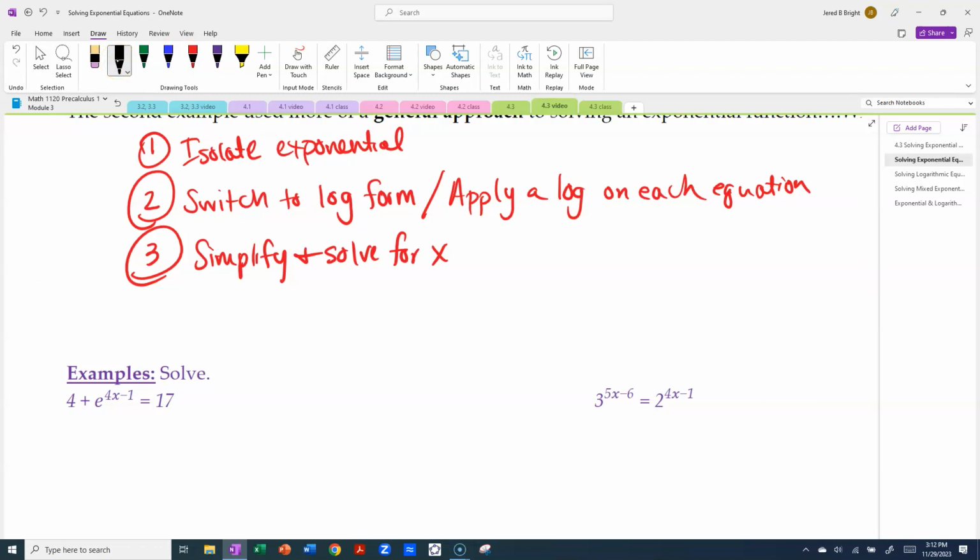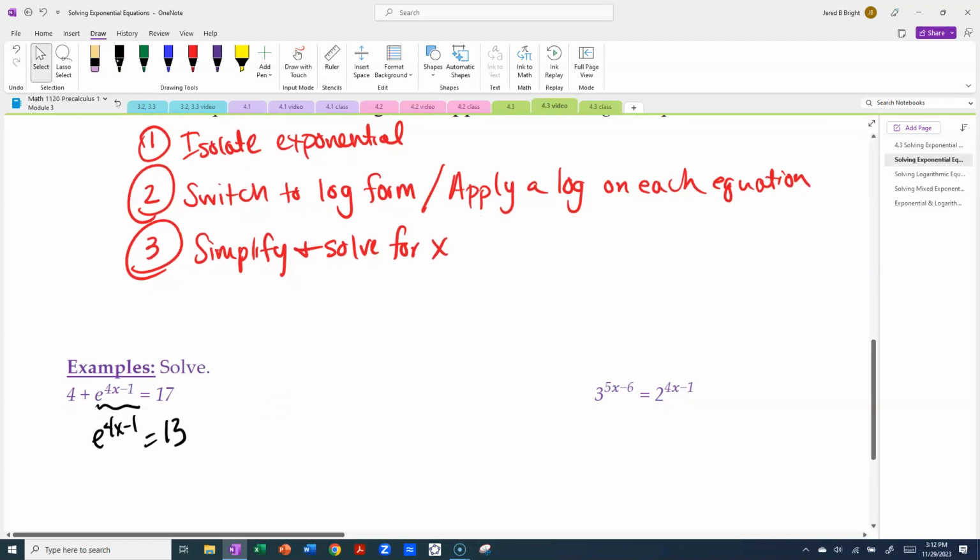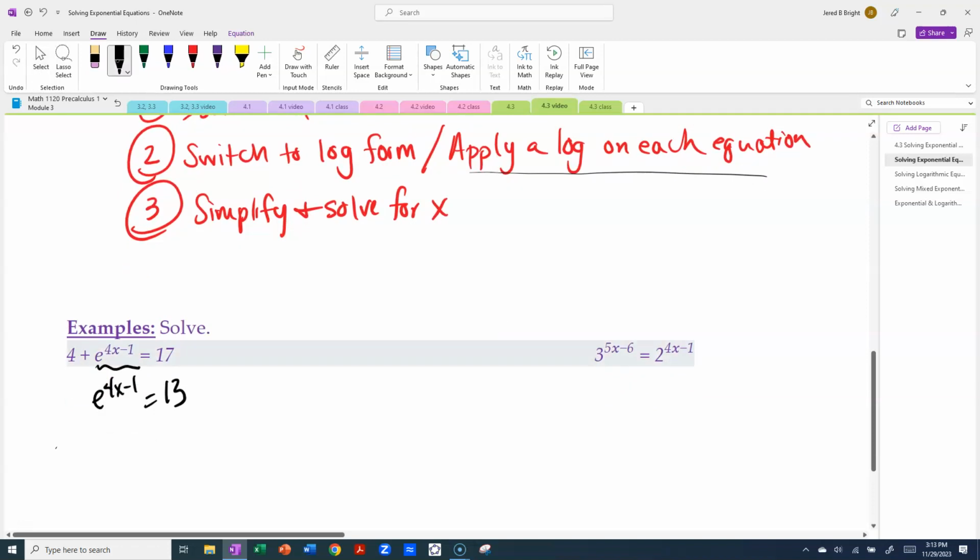All right, so first thing, I want to isolate the exponential. So there's the exponential. I know it's an exponential because I have a base and I have an exponent, so I want to isolate that. So get rid of the 4. e to the 4x minus 1 is equal to 13. And now, I could switch it to log form. I am going to do something different. I'm going to try applying a log on each side of the equation just to illustrate what that looks like. So when I say that, I might say, let's do a natural log on both sides.